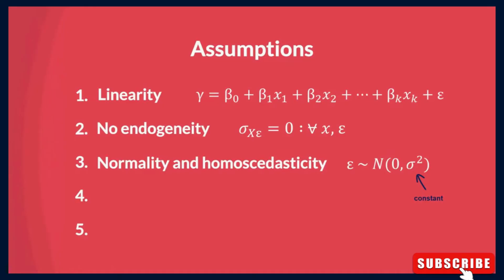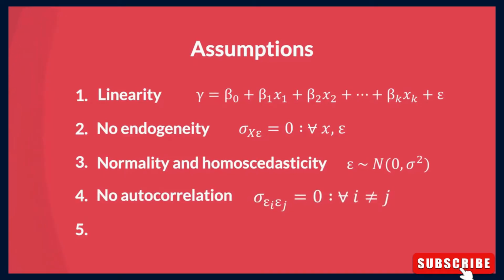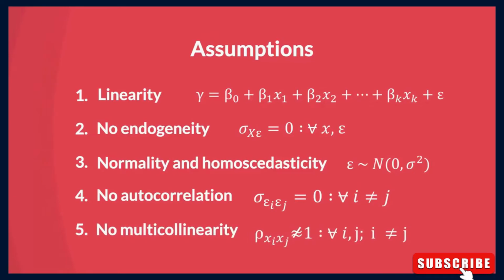The fourth assumption is no autocorrelation. Mathematically, the covariance of any two error terms is 0. That's the assumption that would usually stop you from using a linear regression in your analysis. And the last one is no multicollinearity. Multicollinearity is observed when two or more variables have a high correlation between each other.